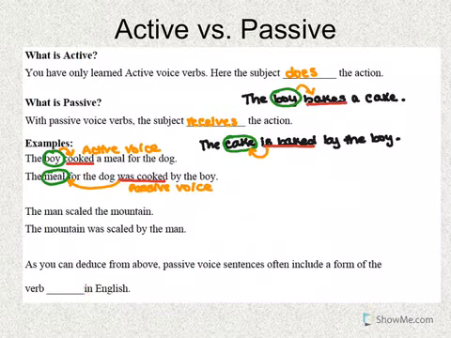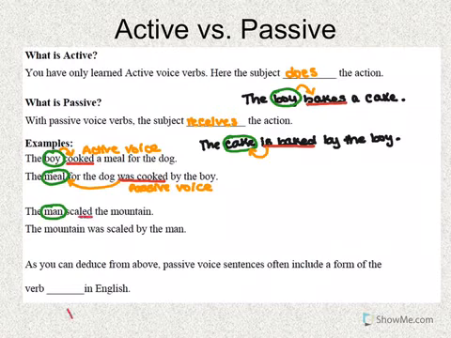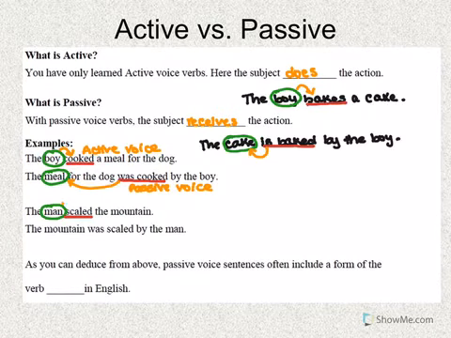Let's look at our next sentence. The man scaled the mountain. Can you identify the subject and the verb on your own? All right. If you said that the man is the subject and the word scaled is your verb, that is correct. And what's our relationship between the subject and the verb here? Is the man doing or receiving? In this case, the man is the one doing. He's the one who scaled the mountain. And so we have another active voice verb.